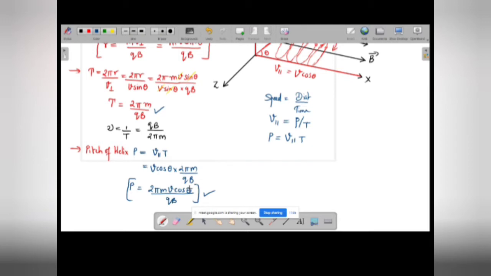I'll repeat again: pitch is the linear distance travelled by the charged particle in one rotation, denoted by capital P. So we have the expressions for radius, time period, frequency, and the pitch of the helix. We see that when a charged particle enters the magnetic field at an angle theta with the magnetic field, the charged particle is going to follow a helical trajectory.